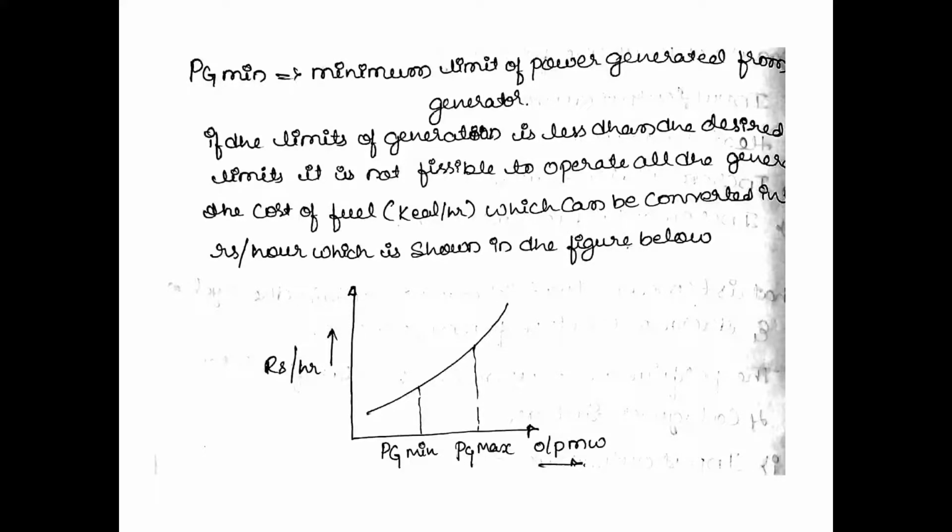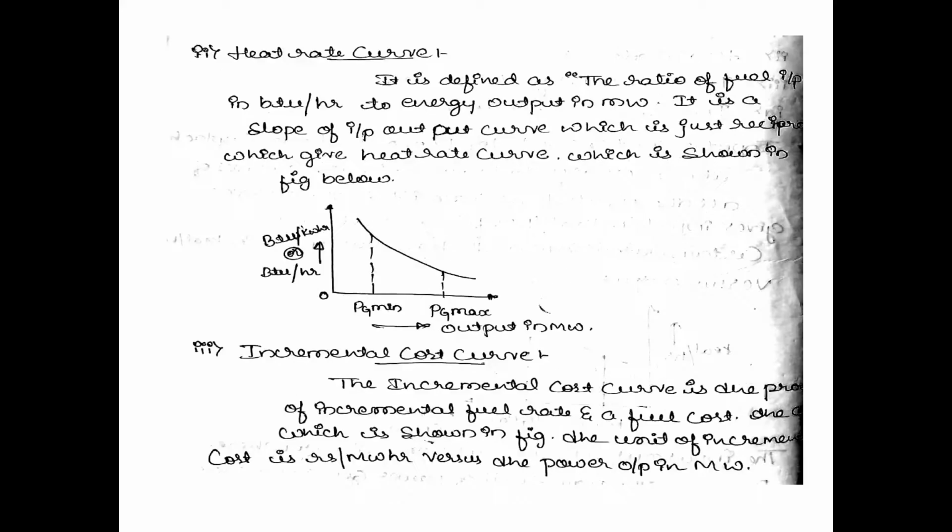Previously kilocalories per hour, now converted into rupees per hour, because you calculate economical dispatch with generating minimum and maximum generator output in megawatt.